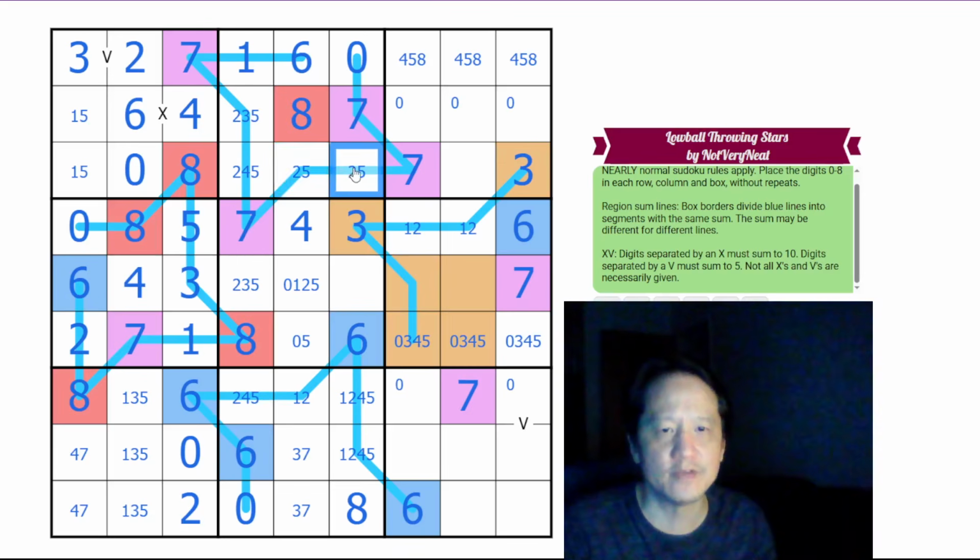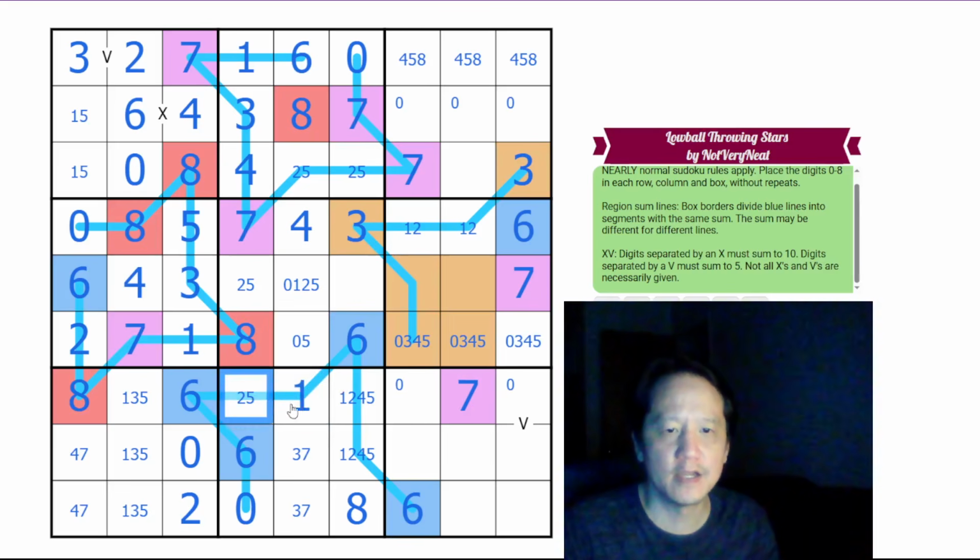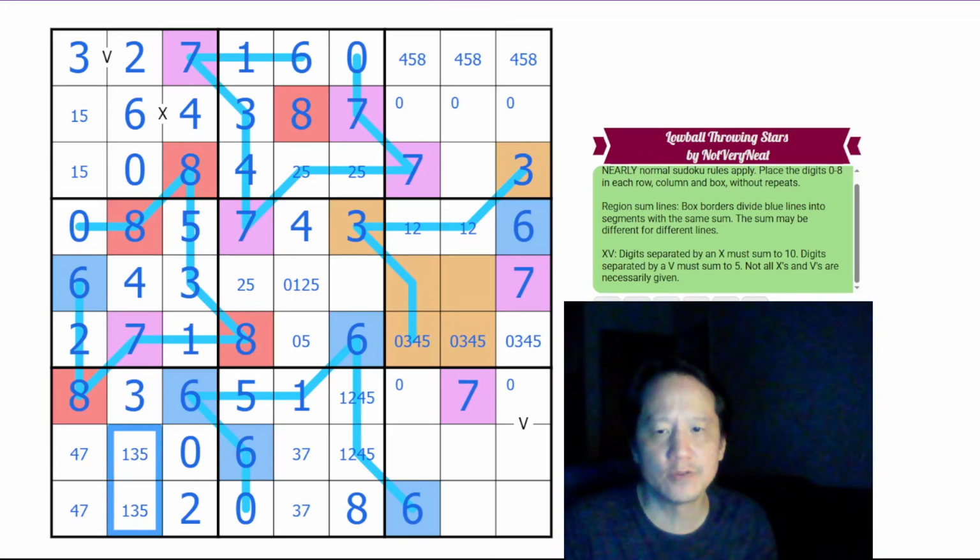This is 2, 5 as a pair, which eliminates 2, 5 in the rest of the box. This can't be 2 or 5. It's 3 and 4, which eliminates 3 here. No 4 here, which means this can't be 2. This is 1, then, and 5 adding up to 6. That can't be 1 or 5, so it's 3. No 3 here. This can't be 1 or 5. It's 2, 4 as a pair, which eliminates 2, 4 in the rest of the column.